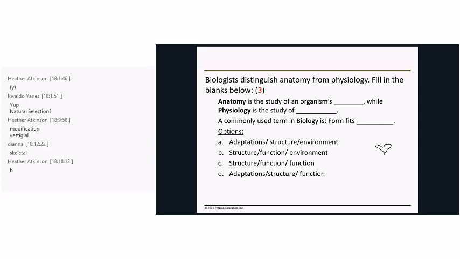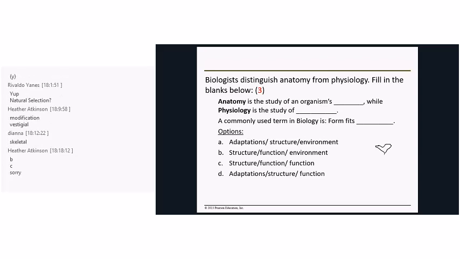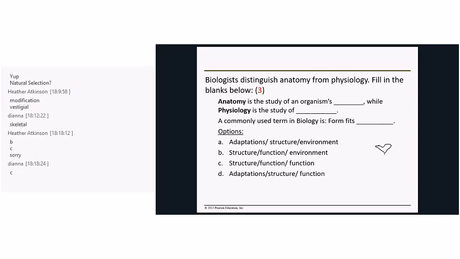Is it C? It is C. You are right. So we can just circle C here. Anatomy is more the study of the organism's structure, so the actual pieces that make it up, while physiology is the study of function, so that's how the pieces work.